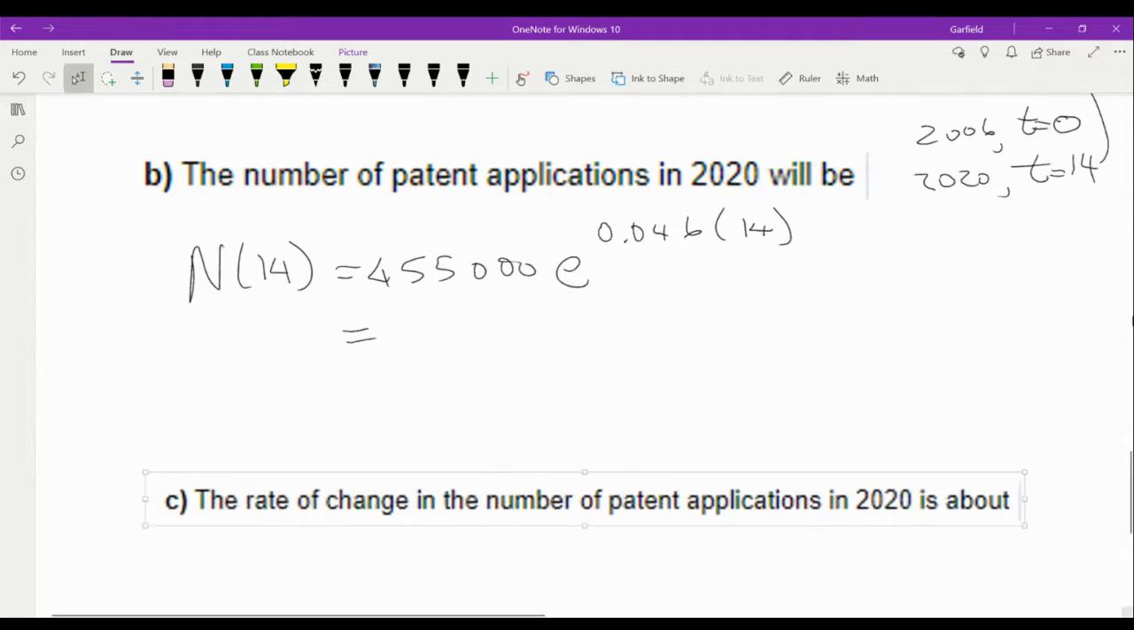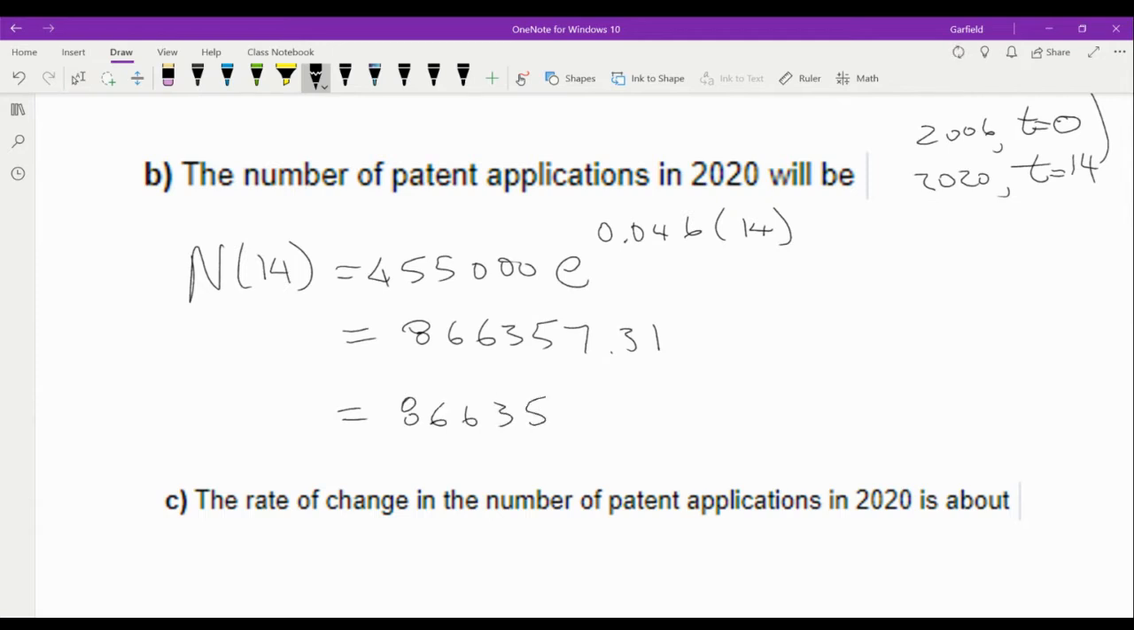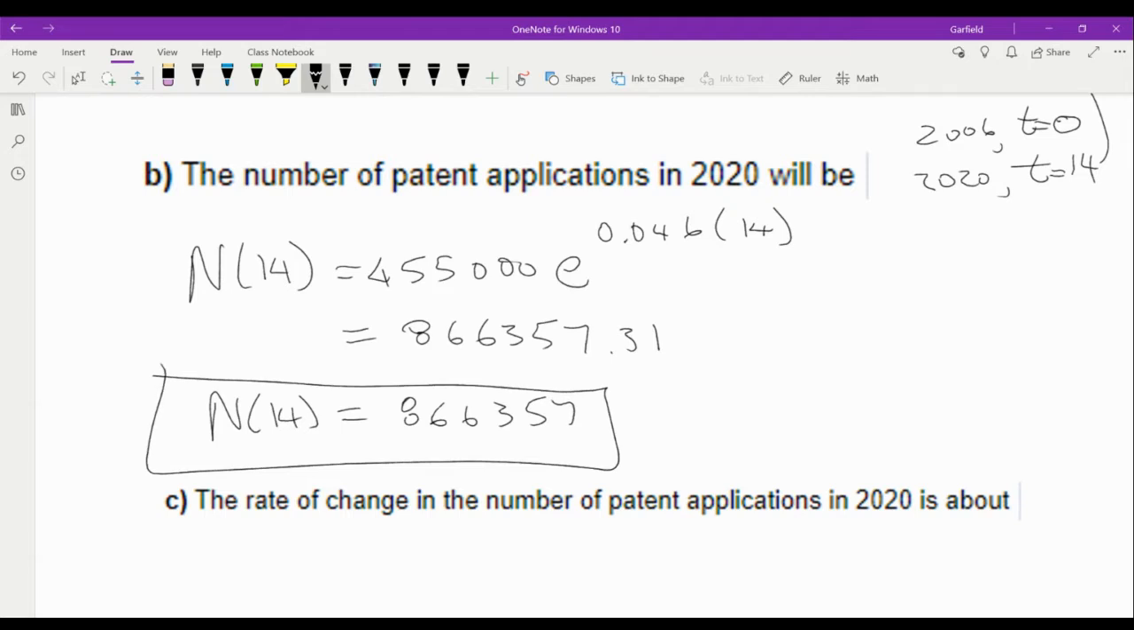In case you're not seeing it in the chat box, it's 866,357.31. And if you round it to the nearest whole number, this would be 866,357. So after 14 years, the number of patent applications would be 866,357. It's actually the correct answer.